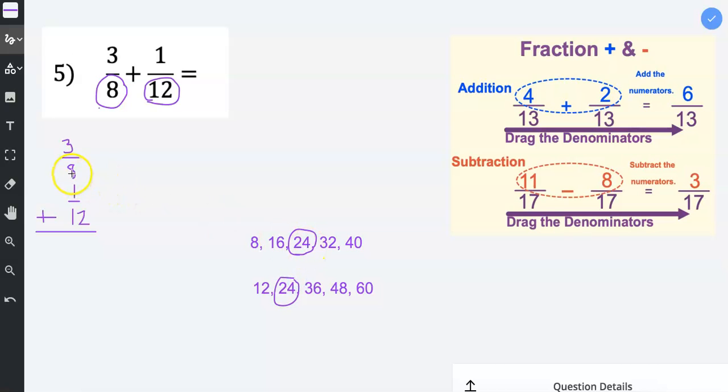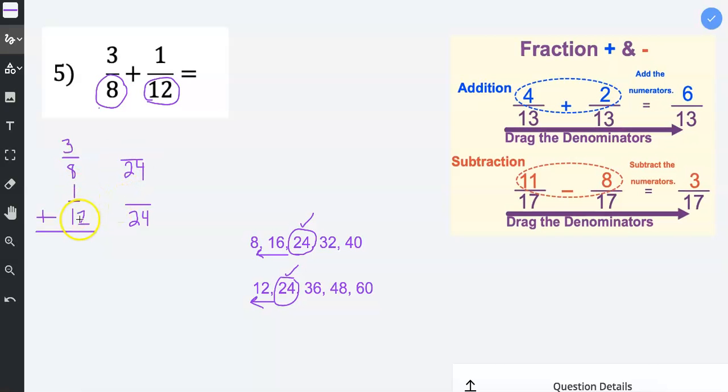24 is a multiple of 8, and 24 is also a multiple of 12. So 24 is the least common denominator, or the lowest common denominator, the lowest number that they have in common. If I look below the 24, there's no other number that's smaller that they have in common, so this is the smallest number they have in common. So I'm going to use 24 for the new denominator in each fraction.